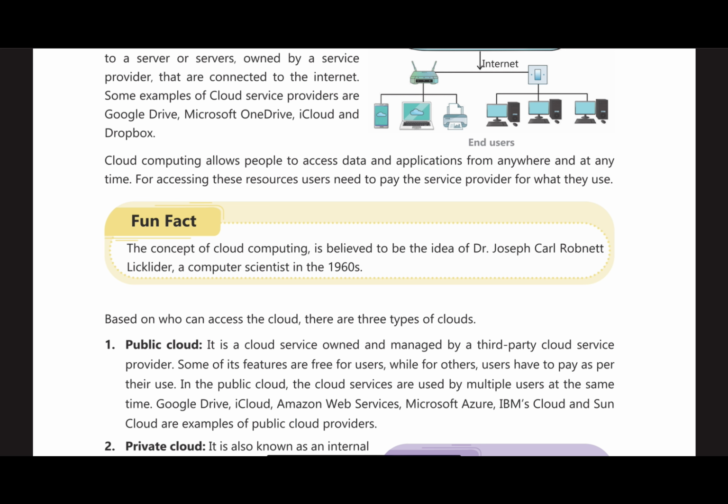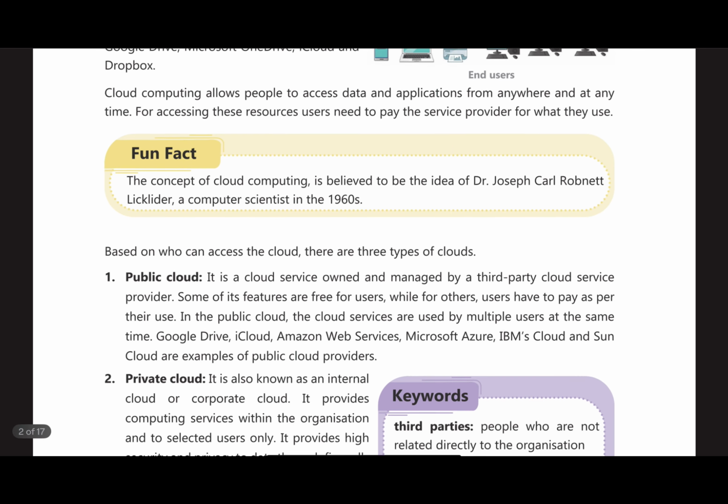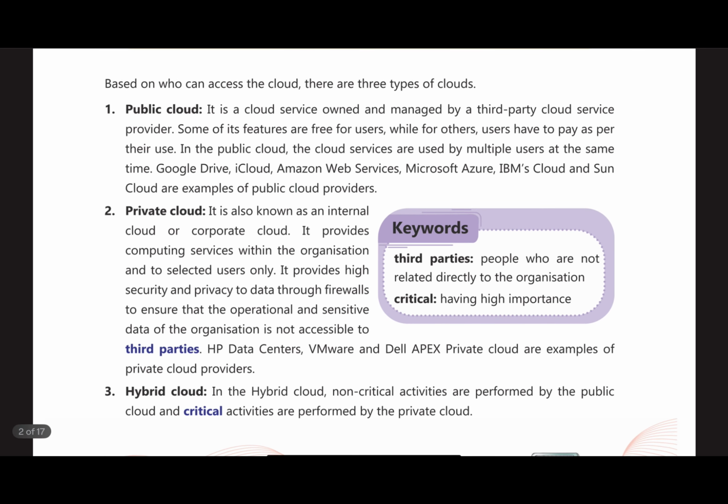Means see, some are free and some are paid. How will we distinguish that? We will see. There are three types of cloud services. The first one is public, the second one is private, and the third one is hybrid. So what are the three differences? In easy and short language I will tell you.